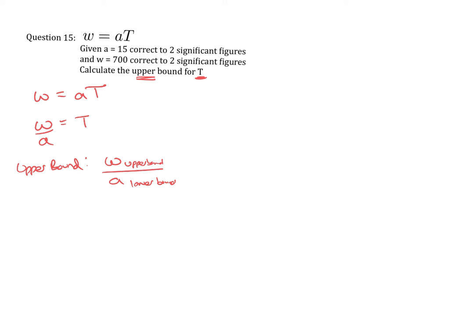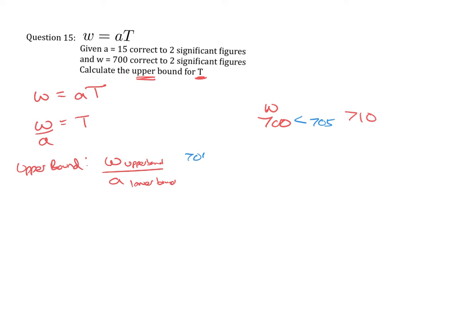So let's look at W. W is 700 to 2 significant figures. So in the same way as I did it in the last question, 2 significant figures going above will be 710, and I want the boundary being halfway between those two. So that's going to be 705. So 705, as you know, would round up to 2 significant figures to 710. So I'm going to use 705 as my upper bound for W.